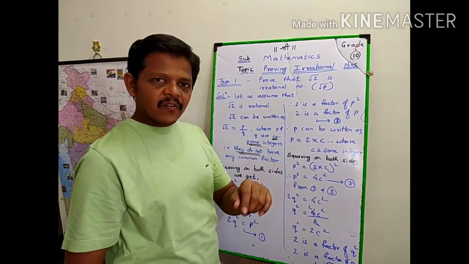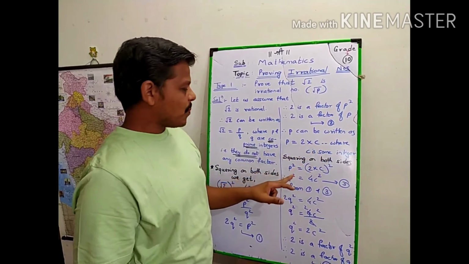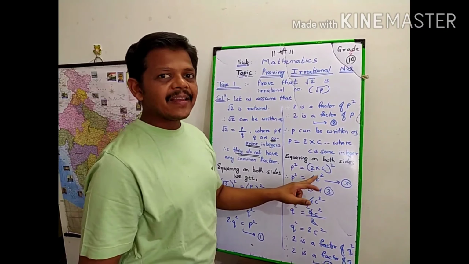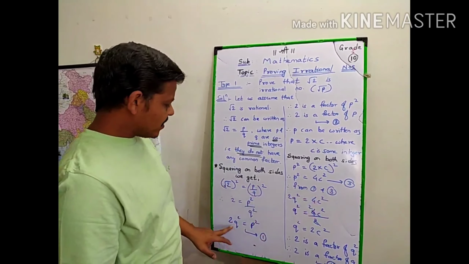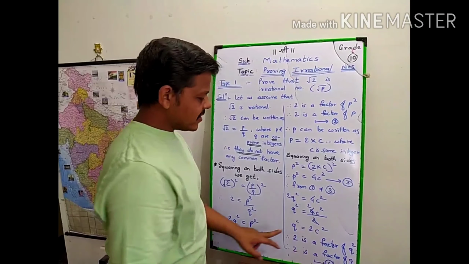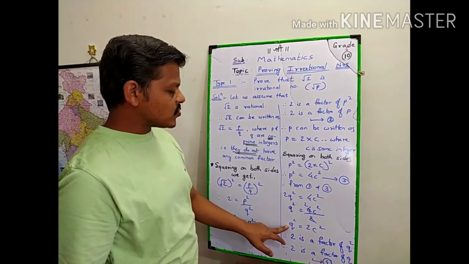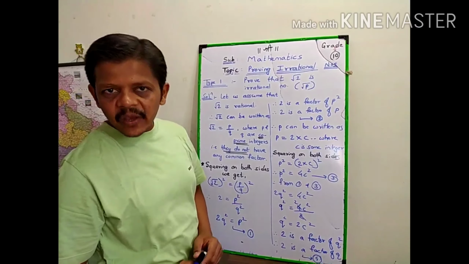If 3 is a factor of p, p will be written as 3c. So p square becomes 9c square. 3q square is 9c square. It goes and divides, so q square becomes 3c square. So 3 is a factor of q square, and 3 becomes a factor of q.